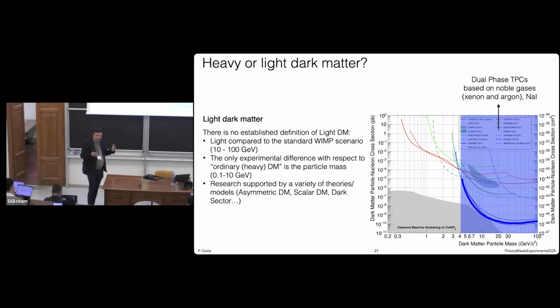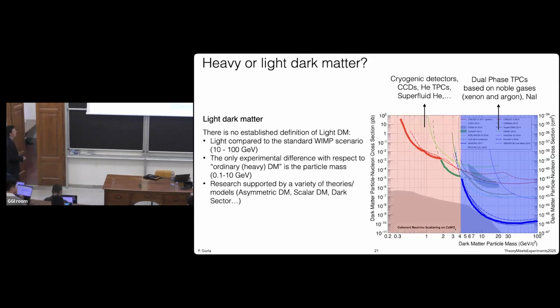In the heavy dark matter region, the dominant technology at present, the one that brought the most sensitive results, is dual phase TPCs based on liquefied noble gases, and you heard from Marco many details about this. On the other side, for light dark matter particles, there are a number of technologies. The most historical one is the cryogenic detector.